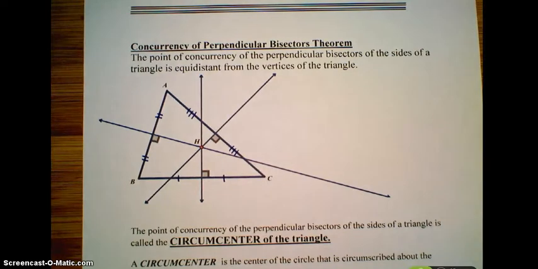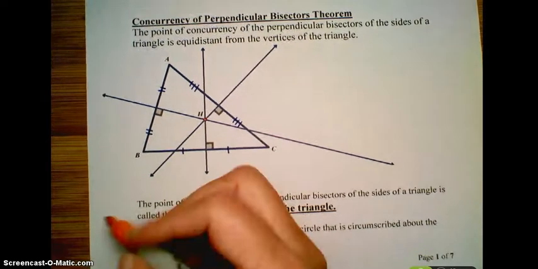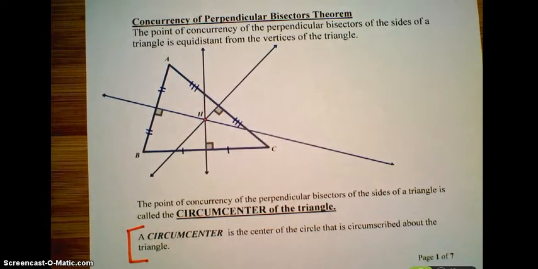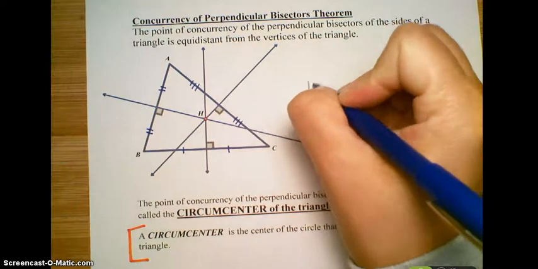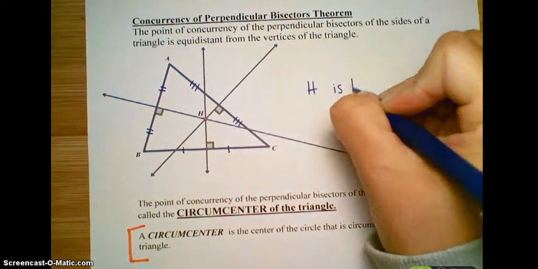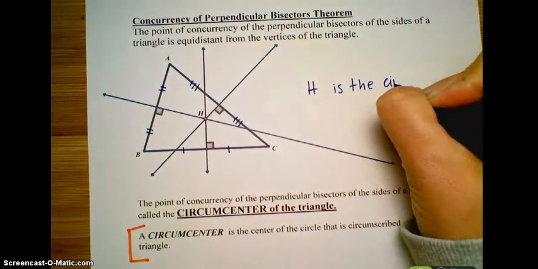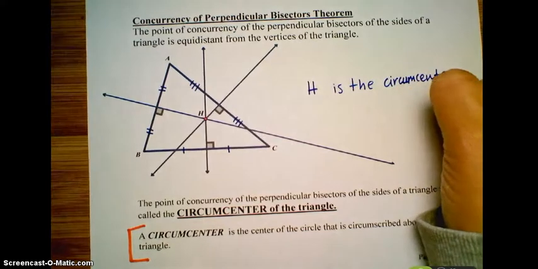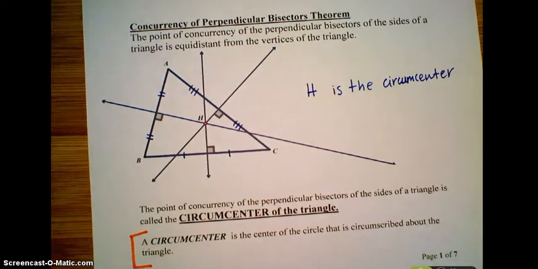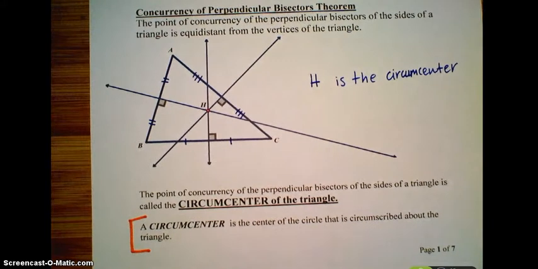And that circumcenter will be the center of the circle that will be circumscribed about the triangle. So let's go ahead and highlight that. And let's make a note here that H is the circumcenter in this picture above. Okay, that's it for the information on page 1. We're going to move on to page 2.